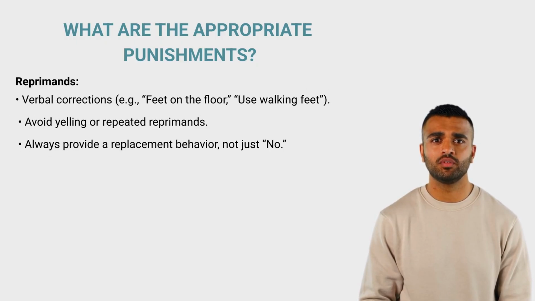We also want to avoid repeating reprimands several times. So, if the learner did not listen the first or second time, we should try something else. When using reprimands, we do not simply just say no or don't do that. We should be giving the learner their replacement behavior.